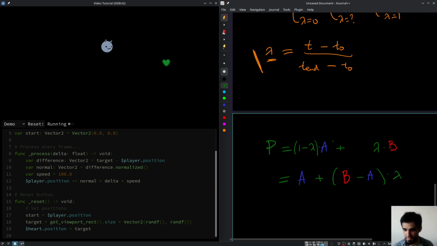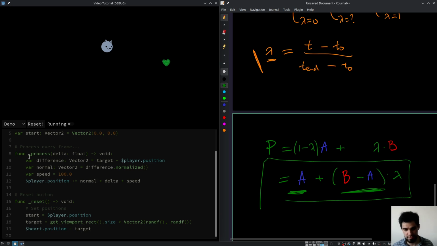This is just expanding and rearranging. And we can see that we start at A and we go from A to B, because when lambda is equal to 1, these A's will cancel out and we get B. But when lambda is 0, this is just non-existent. And so this is the formula that we're going to use. Let's see how that works.